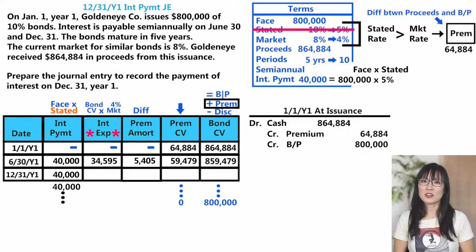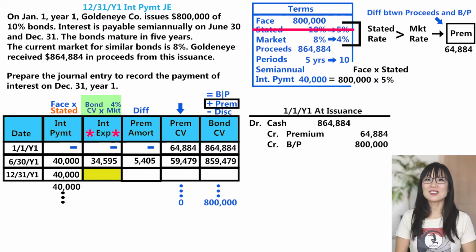Let's go to December 31st Y1. We have the interest payment, 40,000. Next, interest expense calculated by multiplying the bond carry value by the market rate. Remember, the stated rate only gets used for the interest payment and then we throw it away. The rest is all about the market rate. Here the market rate is 4%.